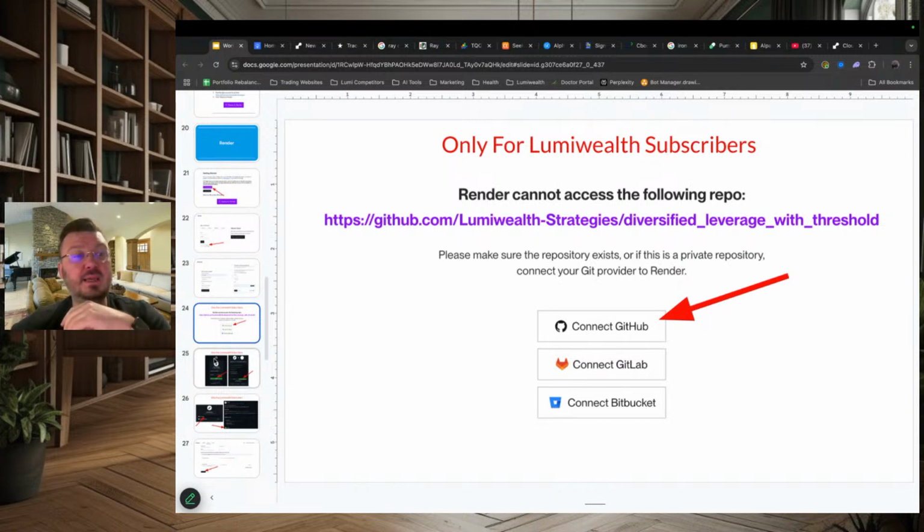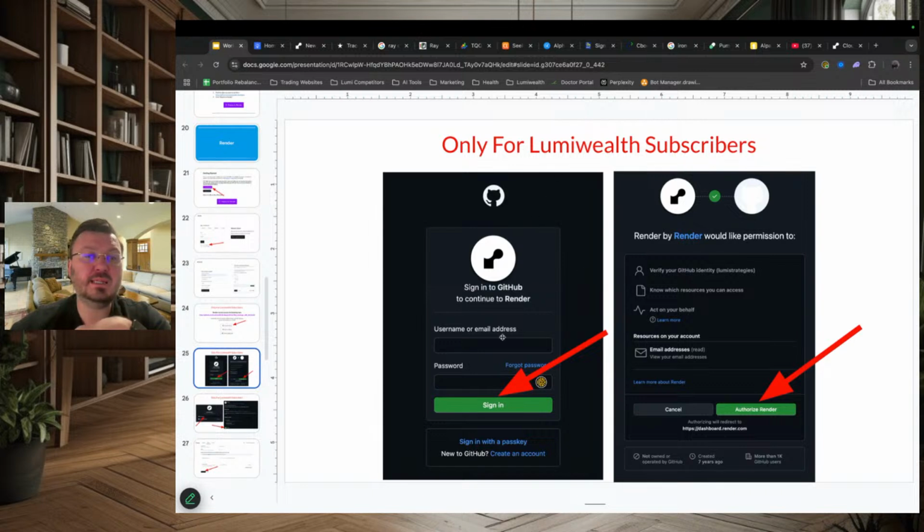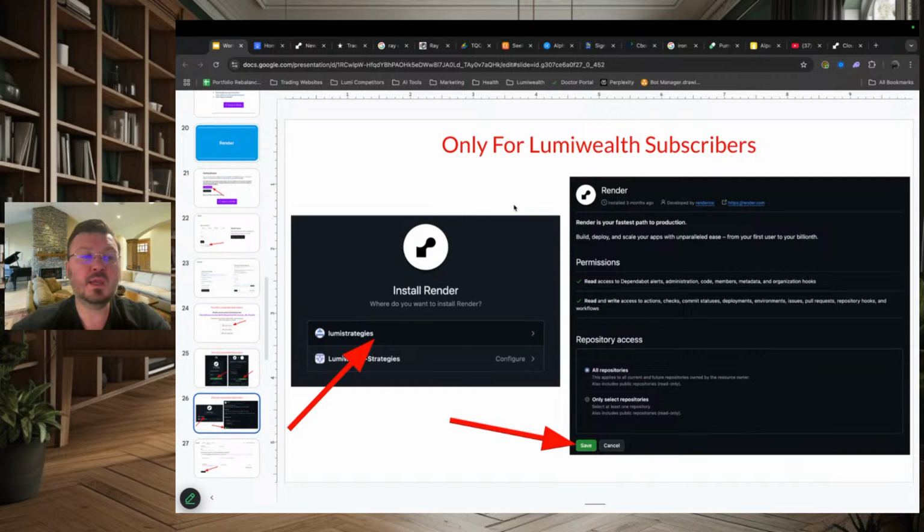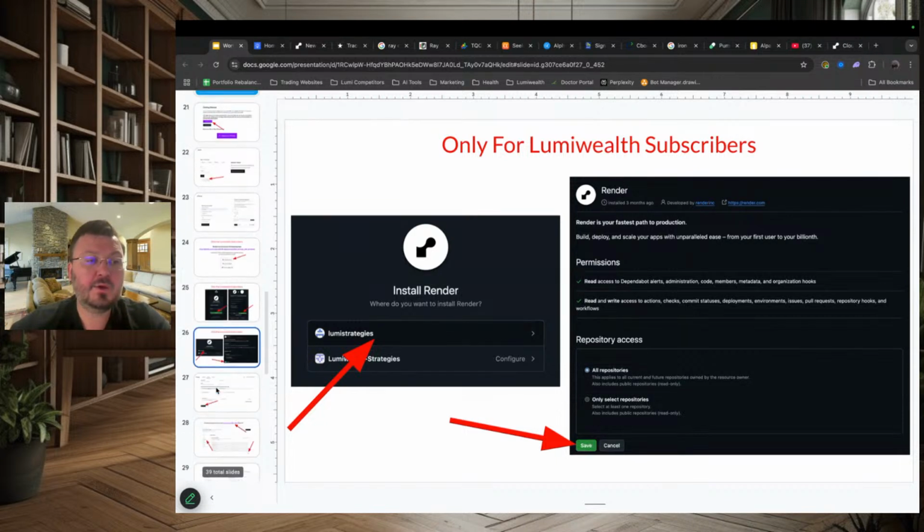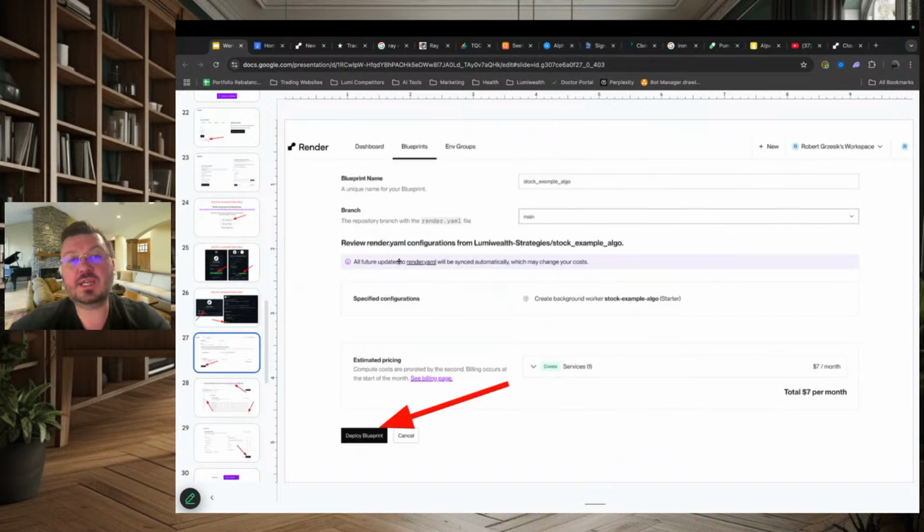This is essentially an OAuth flow, if you've ever heard of that. You're going to sign into GitHub and give Render access to the stuff in GitHub. So it's going to look like this: sign in, authorize Render. Then you're going to click on your name, in this case, Lumiel Strategies. Then you're going to click all repositories and hit save. Once you have done that, you're going to get to the same page that I am at.